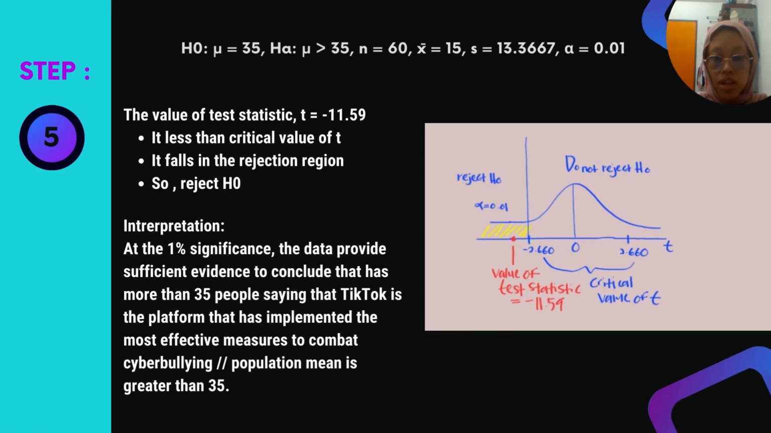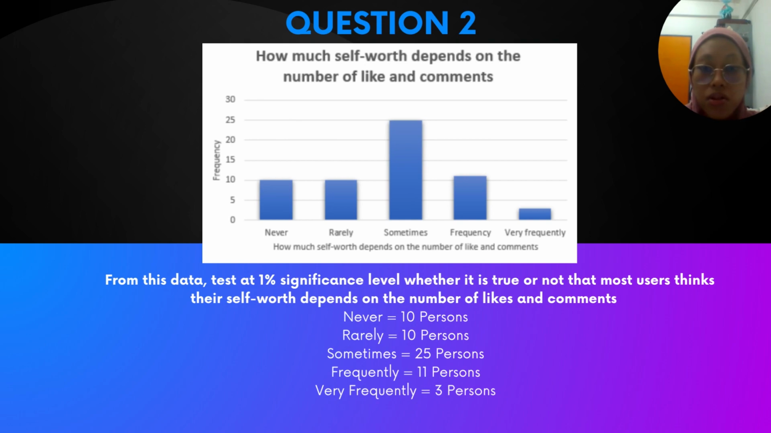For the last step, the value of the test statistic we got before is negative 11.59. It is less than the critical value of t, so it falls in the rejection area, so we reject H0. For the interpretation, we conclude that the mean is greater than 35, and this is the graph. So this is question 2.